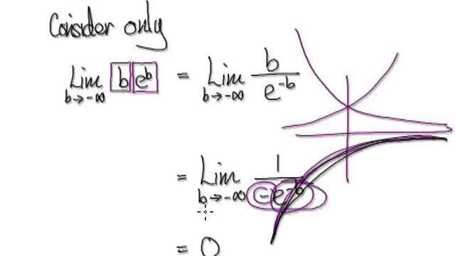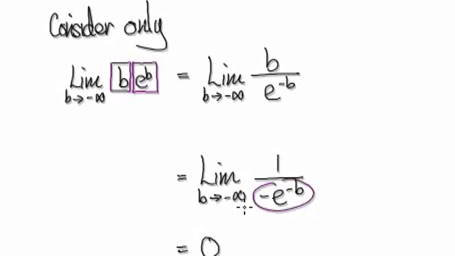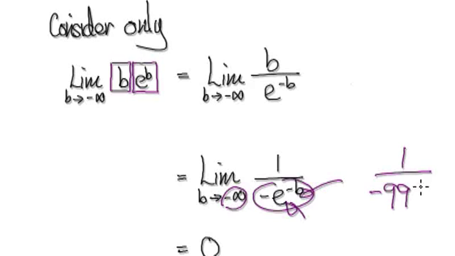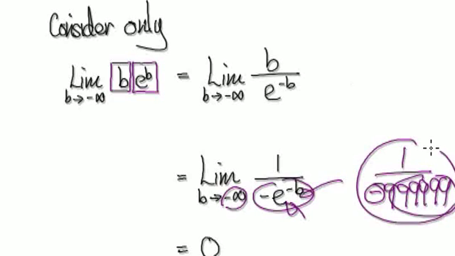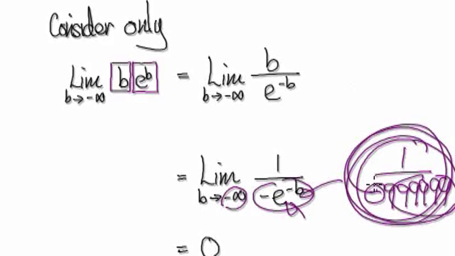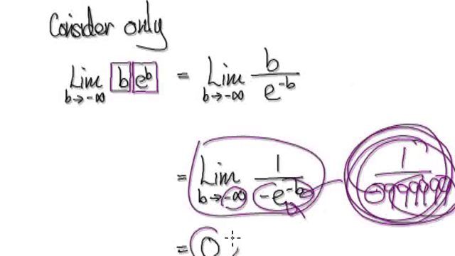Okay, so now as b heads towards negative infinity, you can see you're going to go down. You're heading towards negative infinity. So this thing here, as b heads towards negative infinity, will be a very, very big negative number. So that means this whole thing here will head towards 0. So going back, the limit of this here will be 0.